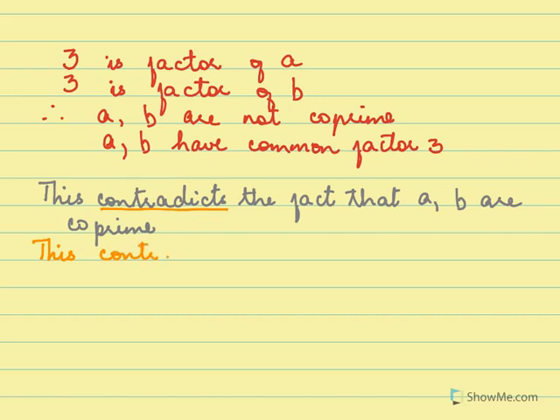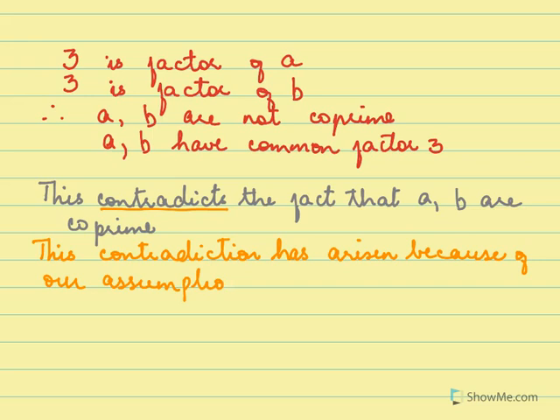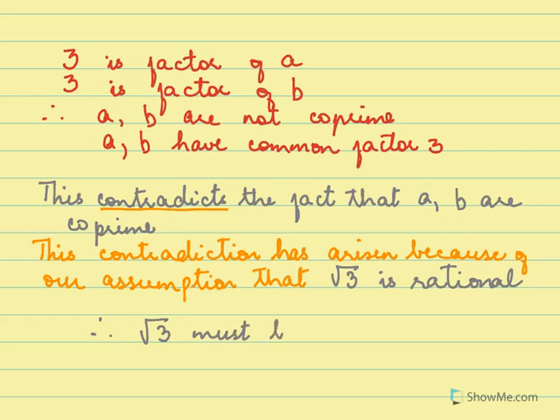This contradiction has arisen because of our assumption. What was the assumption? We had taken in the beginning that √3 is rational. This assumption was wrong. So now we can say that therefore √3 must be irrational.